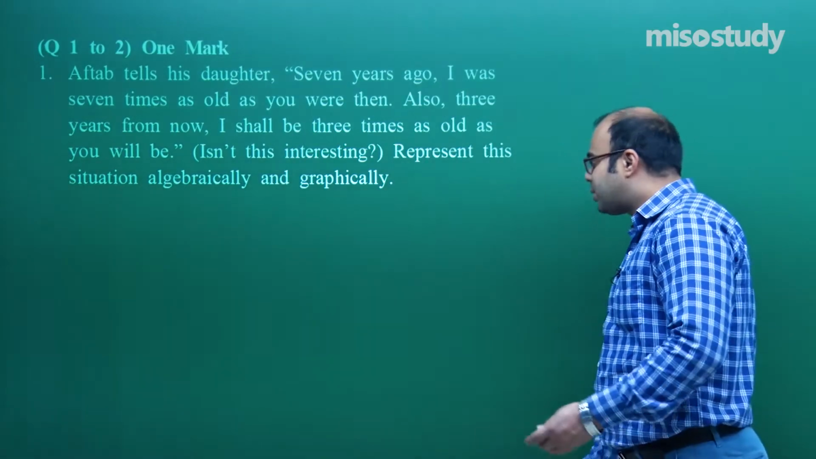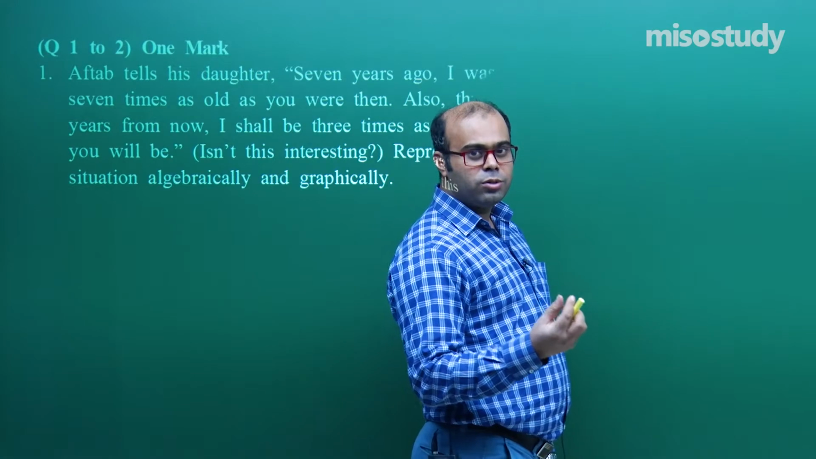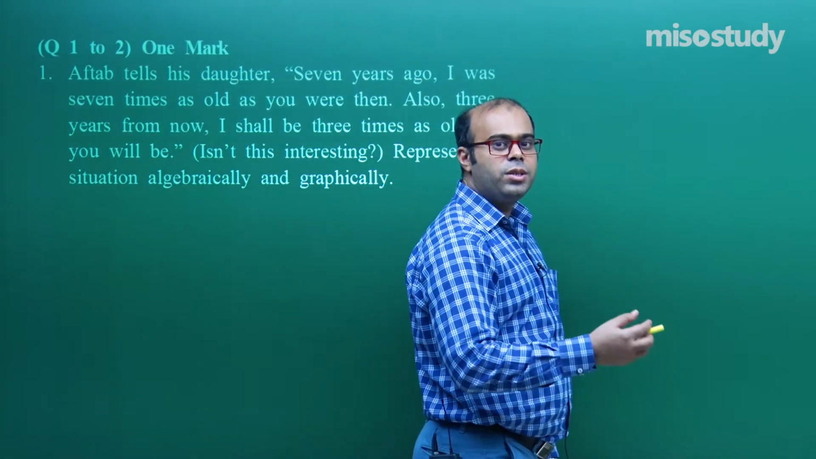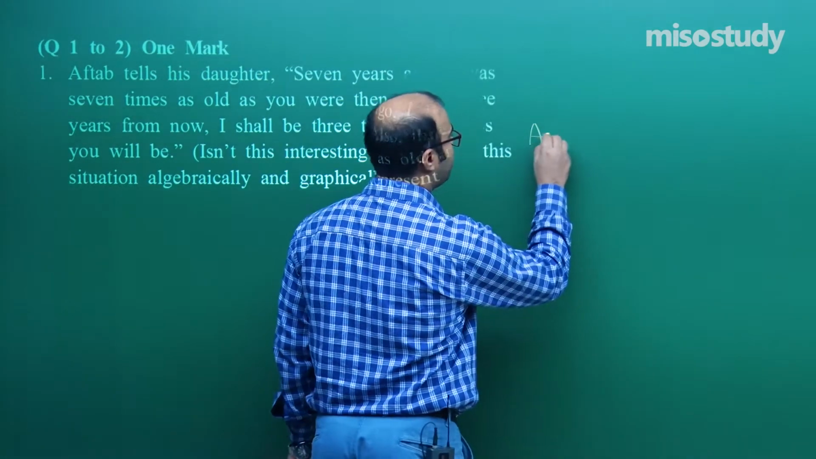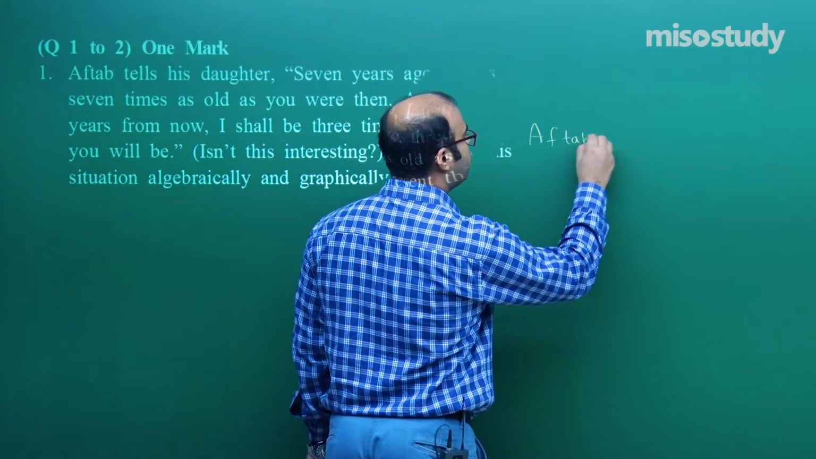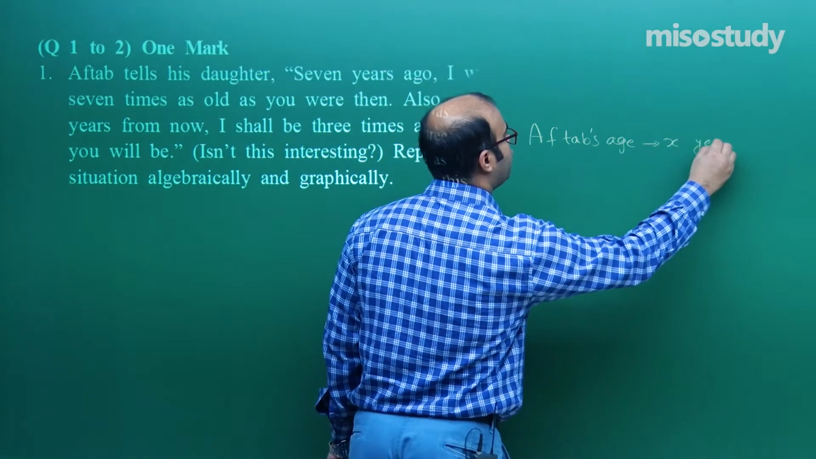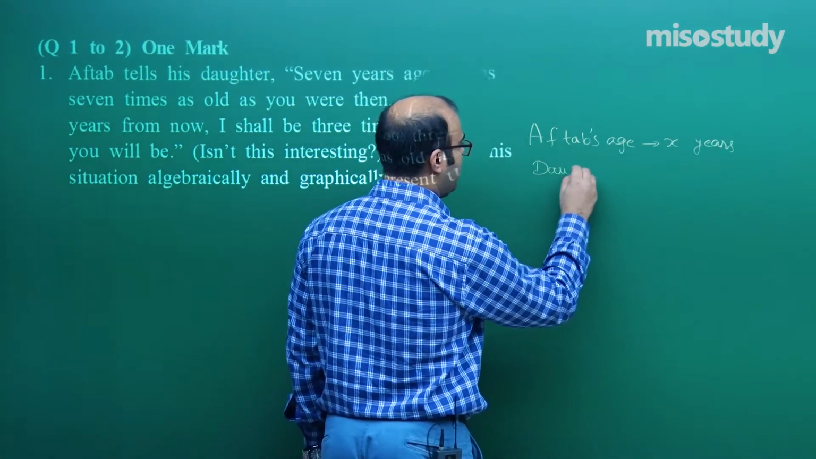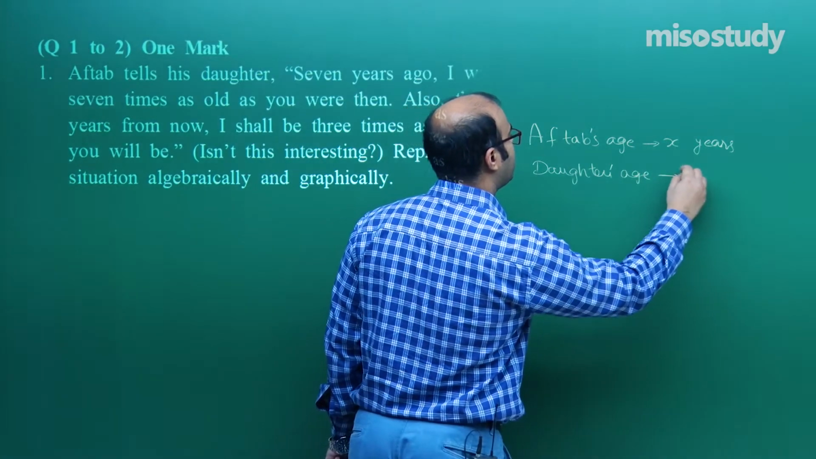What Aftab is saying to his daughter is that my age was 7 times your age 7 years ago, and 3 years later my age will be 3 times your age. Suppose that Aftab's age right now is x years. We take the variable x for denoting Aftab's age, and the daughter's age I am taking as the y variable. So how can we represent this situation?